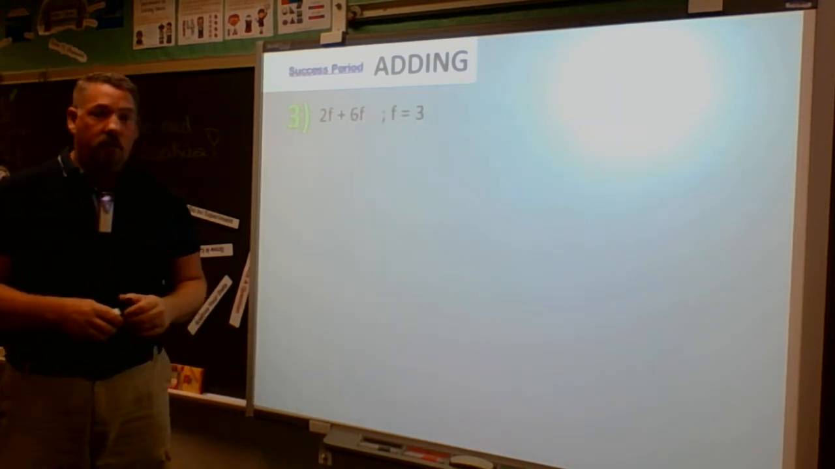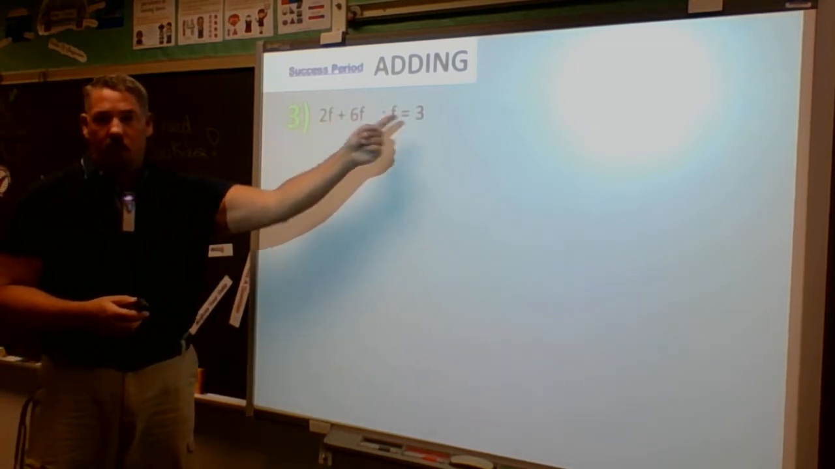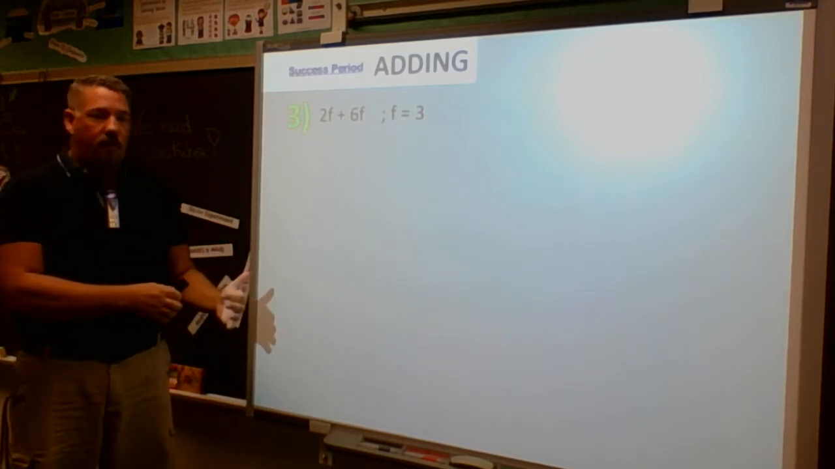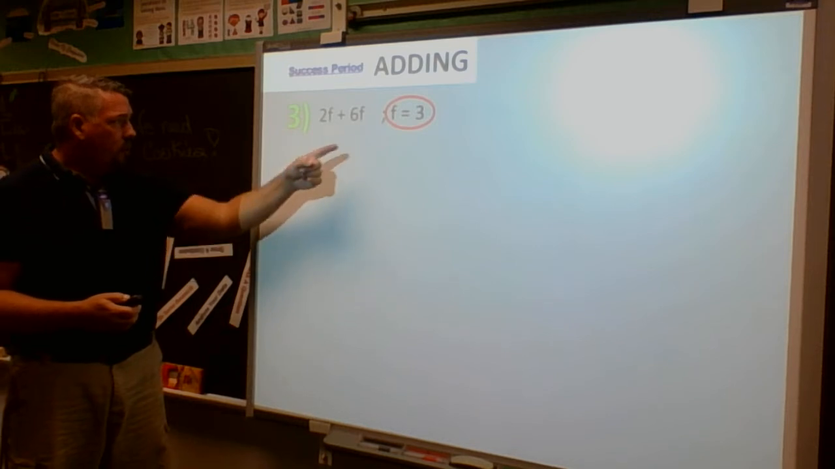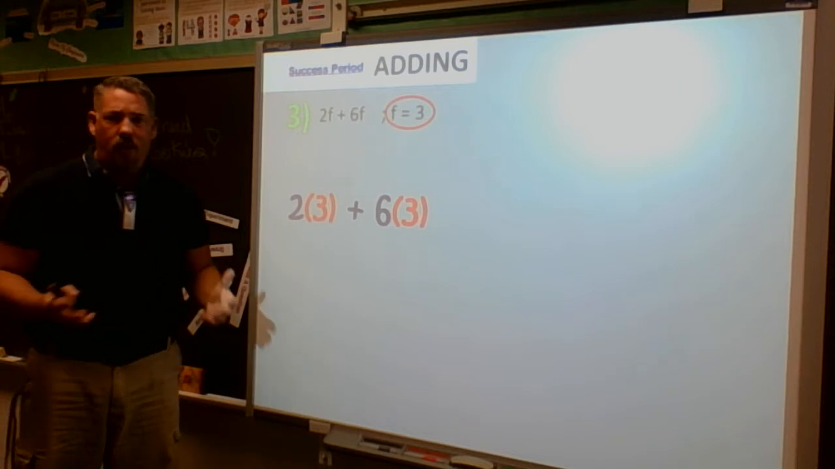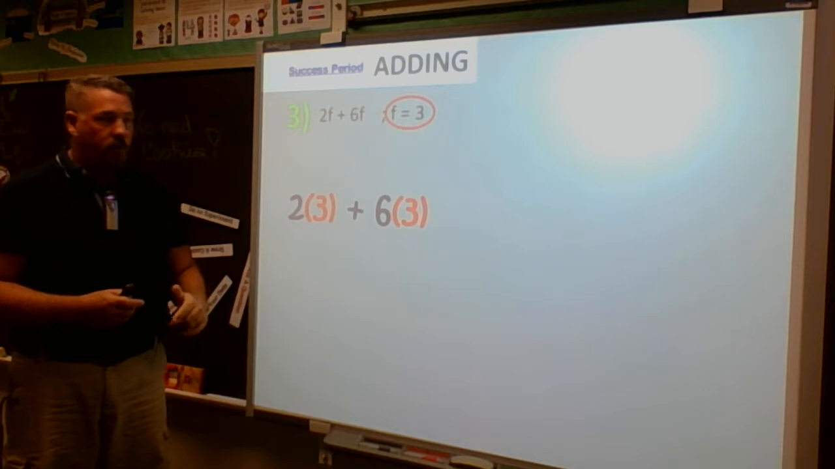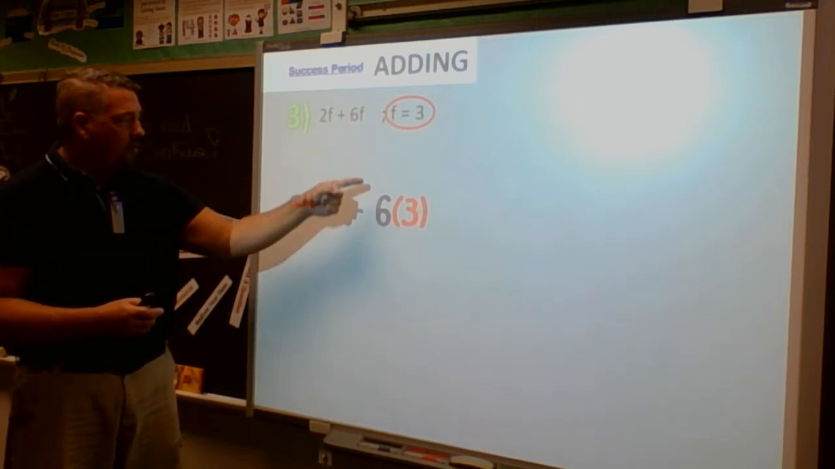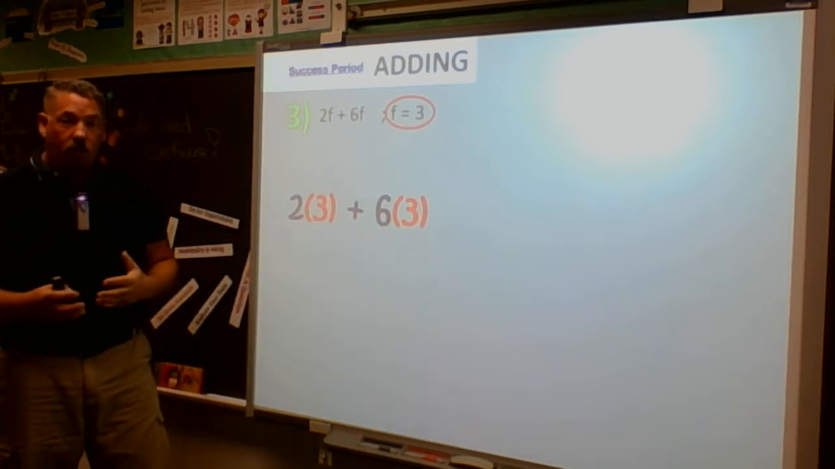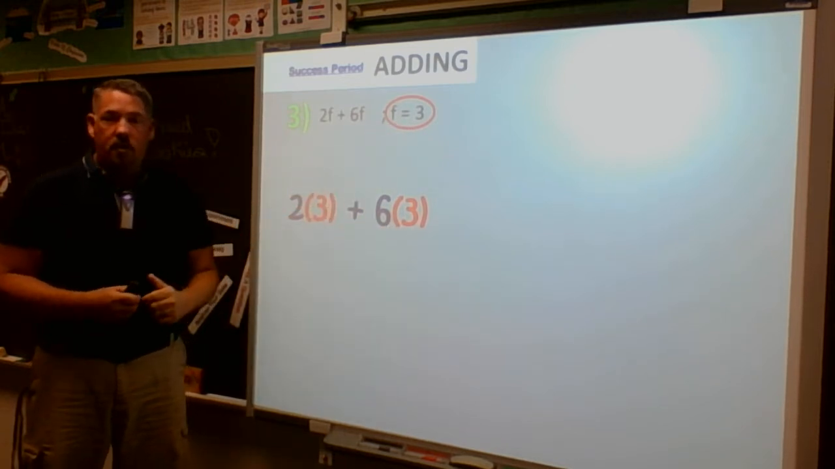All right, question 3, still doing addition. So I have 2f plus 6f, where the f is going to be equal to the 3. So I'm going to rewrite it, once again putting the 3 in wherever there is an f. So I have my 2 going in next to, in parentheses, therefore, a 3. So I don't write down 23. That's going to throw my answer off. I have to show that it is 2 times 3 plus, and then I have a 6 next to the f. So I have 6 in parentheses next to 3. This is going to be part of showing my work. I've rewritten my problem, substituting the 3 in where the f's are.